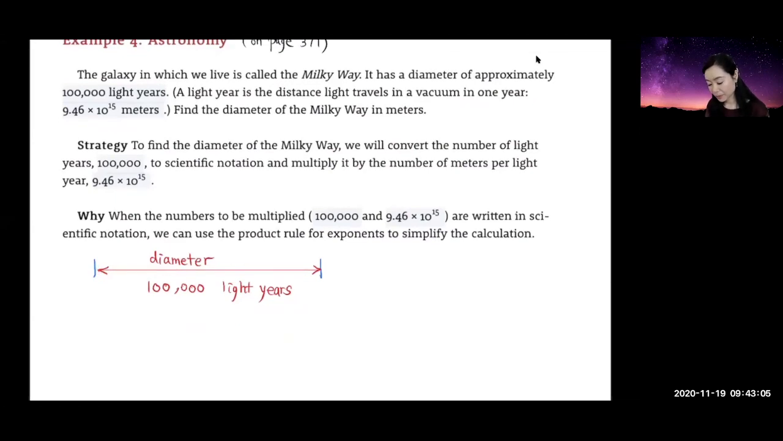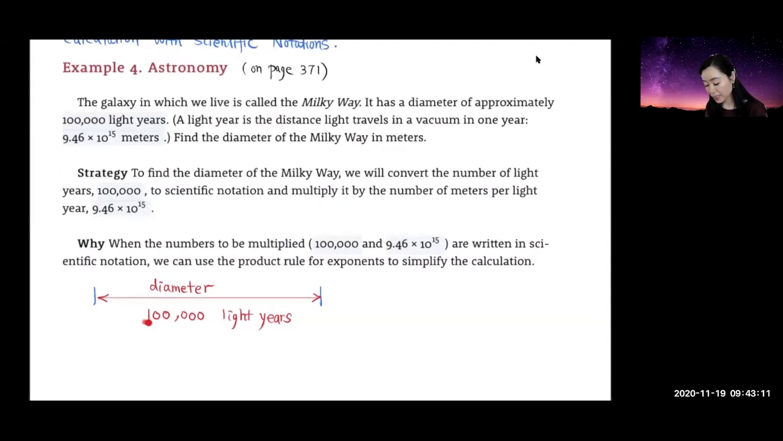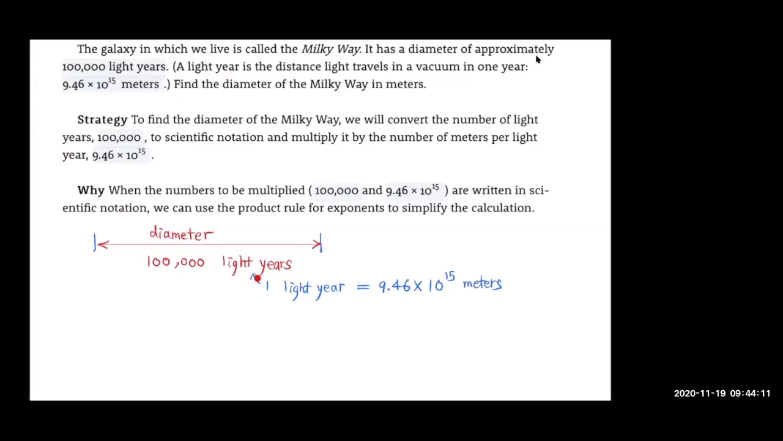Now, over here, they ask you to represent this diameter in meters instead of this unit, light year. So how can we convert this light year into meters? What was given? It was given that 1 light year is 9.46 times 10 to the 15 meters. So what should I do with these numbers? Put it in scientific notation.